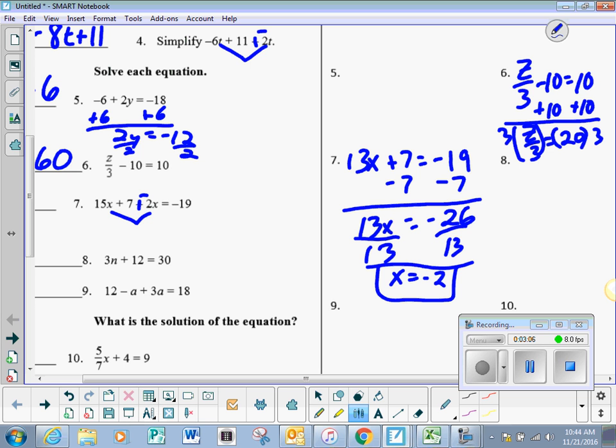Yes, Landry? I know, but I simplified over here. Thank you. I simplified, and then I went and rewrote the rest of it over here, but you're right.